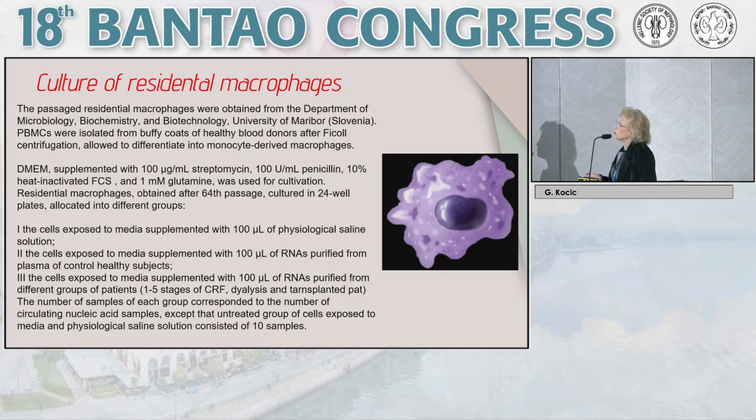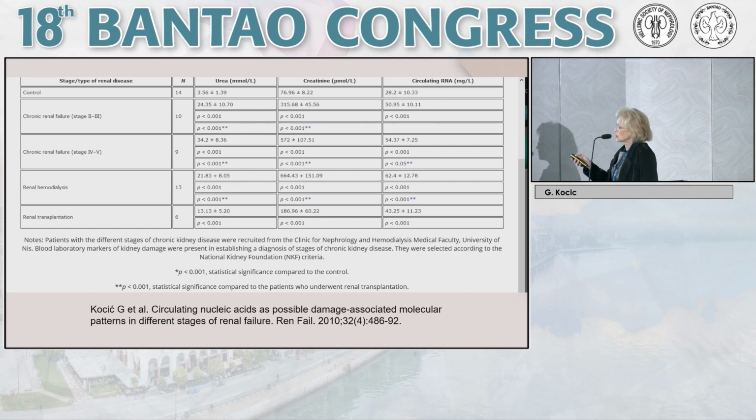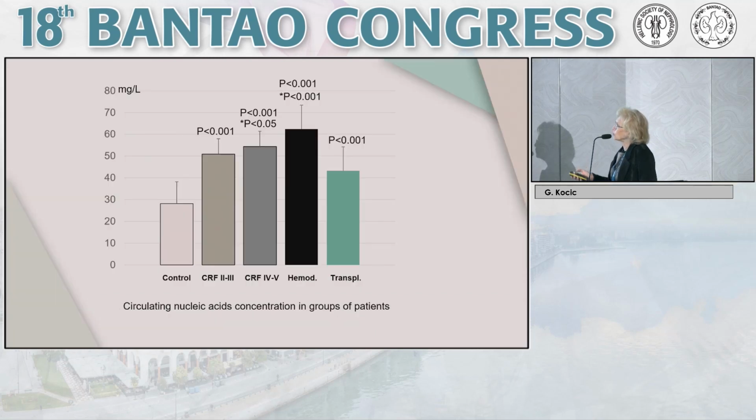A culture of resident macrophage cells was established, and then the macrophage cells were treated with different isolated nucleic acid species. We can see here some clinical characteristics of patients, urea level, creatinine level, and the concentration of circulating nucleic acid. We can see that the highest level was in chronic renal failure stages 4 and 5, but in transplantation it was a little bit lower.